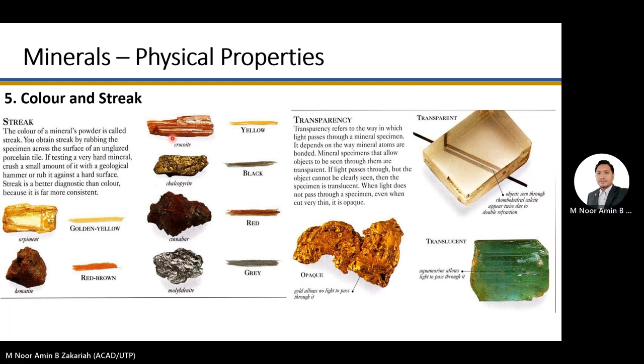So you need to scratch, and we can see the color produced, or the powder produced from the dragging or the rubbing. Regardless, for example, let's say quartz, we have white, gray, brown, yellow, pink, and so on. However, when we do scratching or dragging on the unweathered surface, we're going to have the same color. Okay, probably white or colorless, regardless of its appearance color.